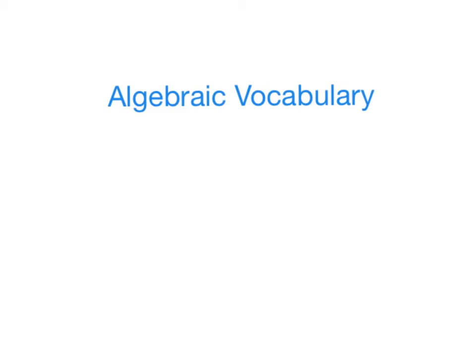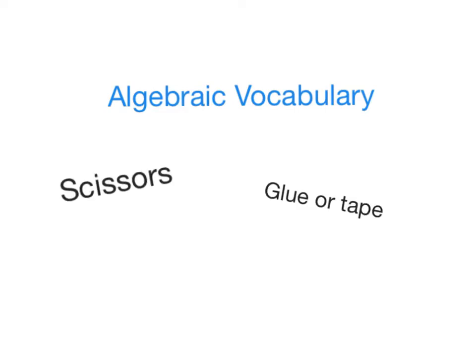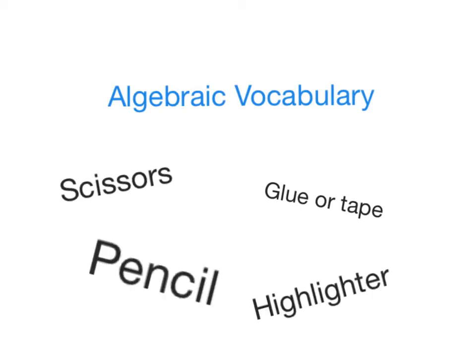Today we'll be doing algebraic vocabulary. You will need the following items: scissors, glue or tape, a pencil, and you may also want a highlighter. You can do this without one if you don't have access to one, but you may want one if you do. Get your supplies together and let's get going.